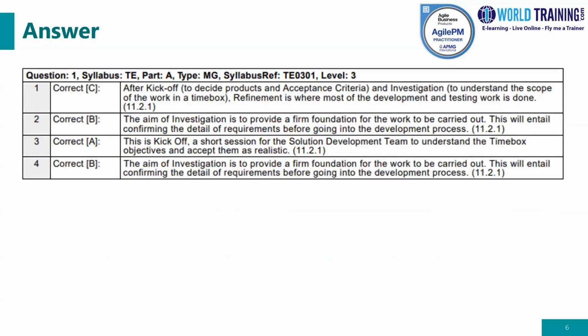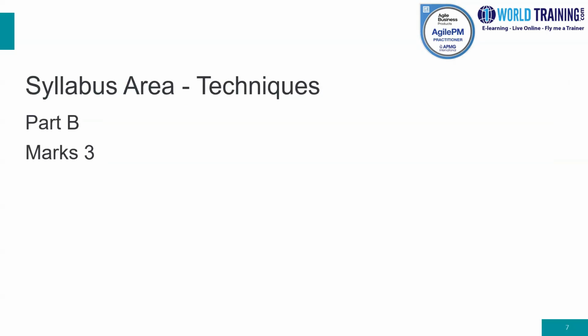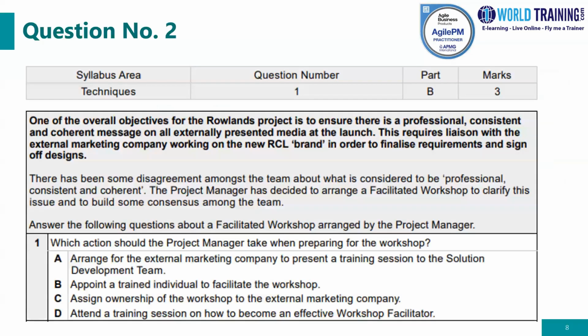And we've got detailed answers in terms of the rationale for each of the questions. So if you have any gaps in your thinking, you could pause it and read through the rationale to close those gaps in thinking. So let's move on to the second part. Same question, question number 1, techniques, part B. This has got 3 marks.